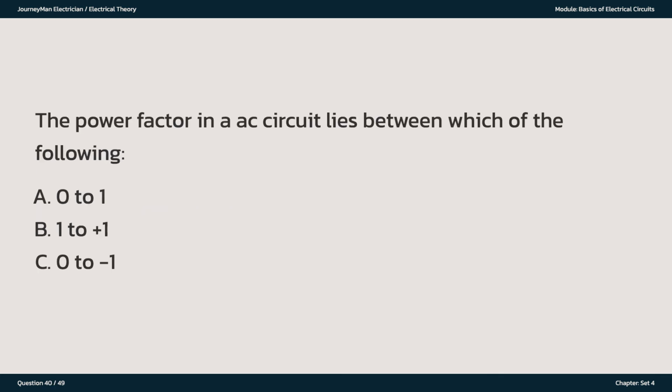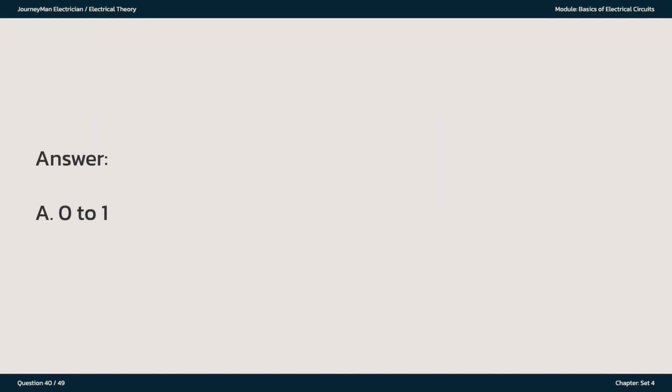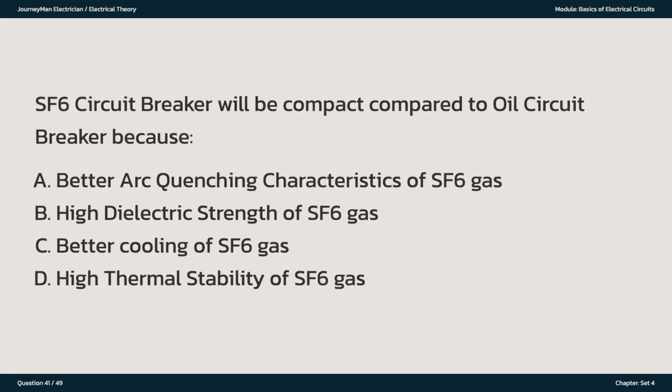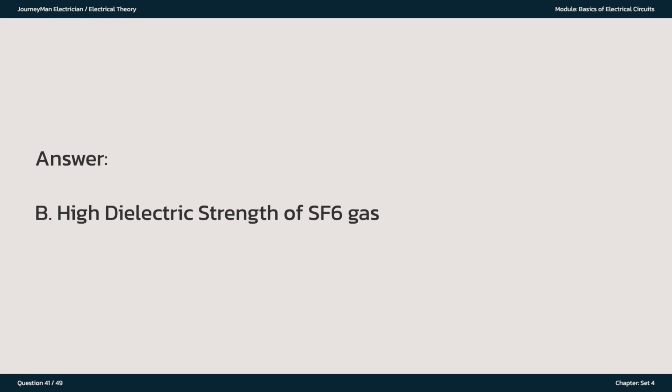The power factor in an AC circuit lies between which of the following? A. 0 to 1, B. -1 to +1, C. 0 to -1. The answer is A. 0 to 1. SF6 circuit breaker will be compact compared to oil circuit breaker because: A. Better arc quenching characteristics of SF6 gas, B. High dielectric strength of SF6 gas, C. Better cooling of SF6 gas, D. High thermal stability of SF6 gas. The answer is B. High dielectric strength of SF6 gas.